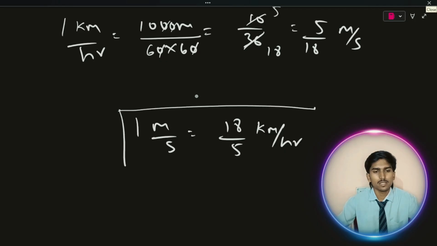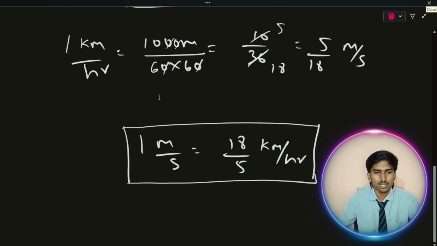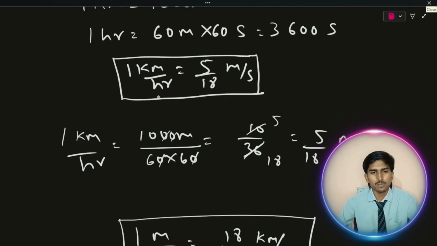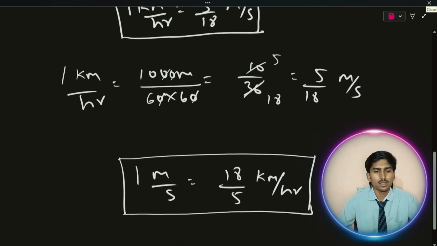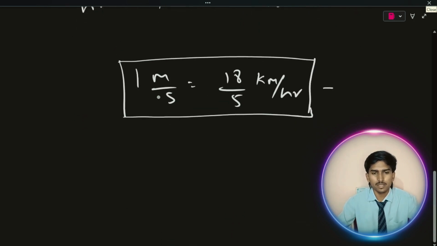Just remember this, okay? Whenever we are solving the problems, we are going to use this. Simple, we are just cross multiplying: this 18 comes to this side, 5 comes to this side. So 1 meter per second is equal to 18 by 5 kilometer per hour. That's all. Just remember this condition. This is a very, very important condition.